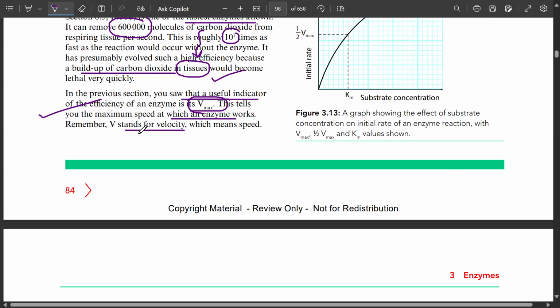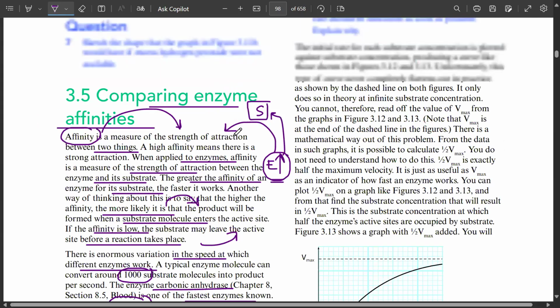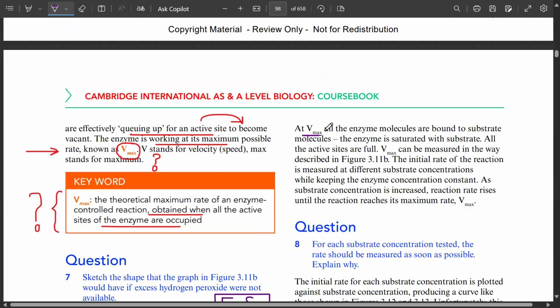And remember that V stands for velocity, which means speed. तो maximum speed समझ लो जो हमने इधर पीछे पढ़ा था. At Vmax, enzyme molecules are bound to substrate. All active sites are busy. The enzyme is saturated with substrate. Saturated मतलब busy. All the active sites are full, busy.